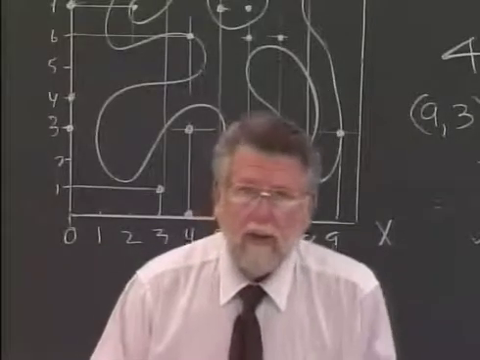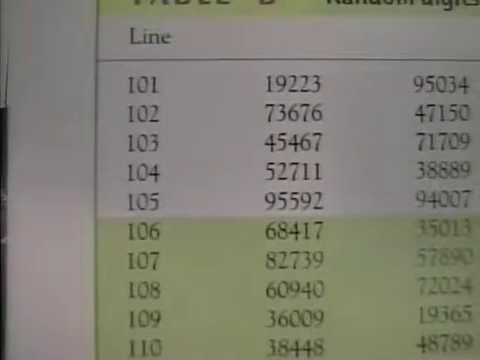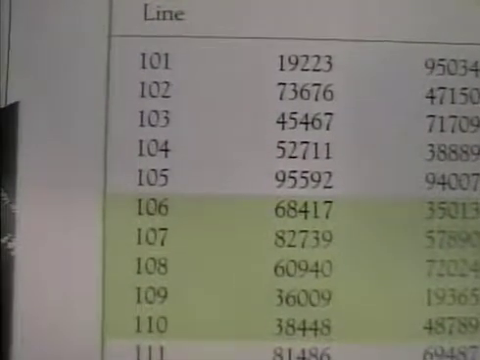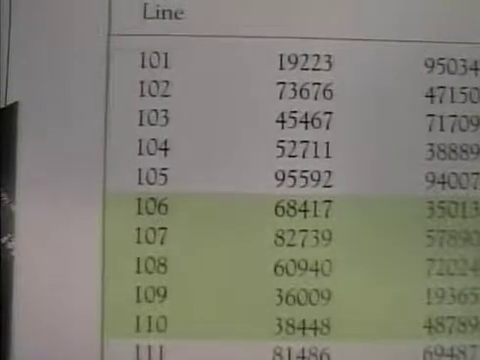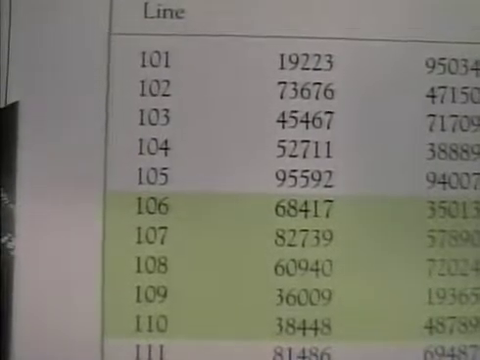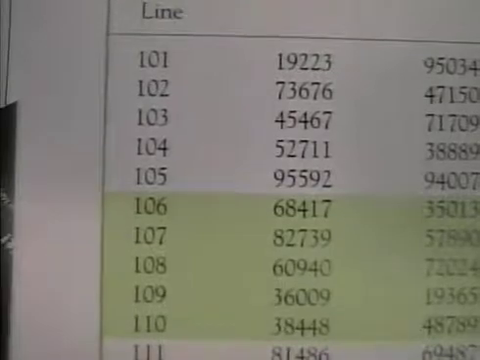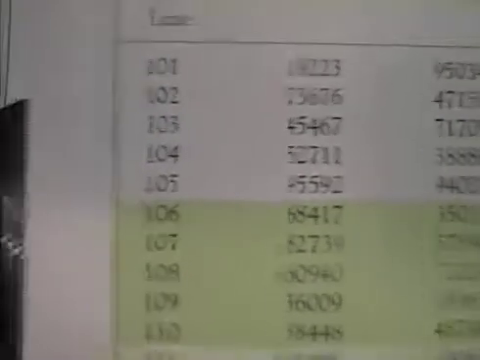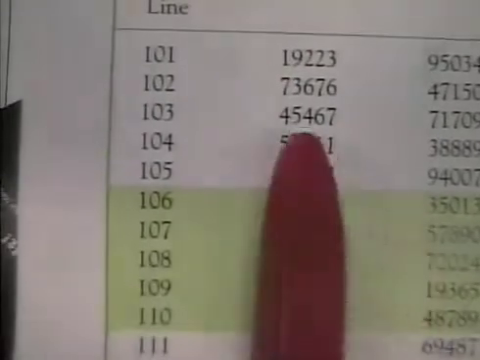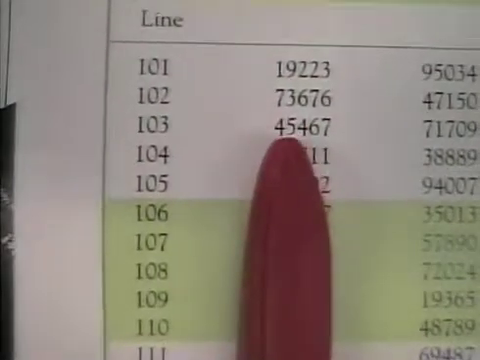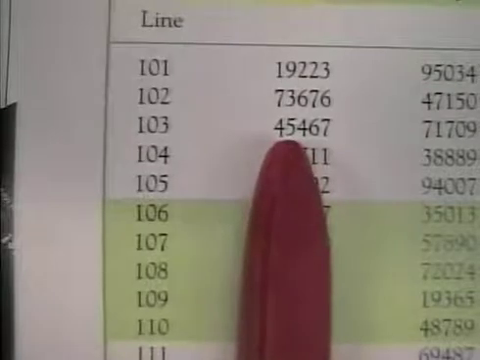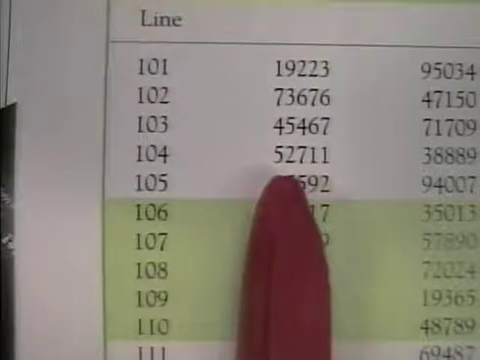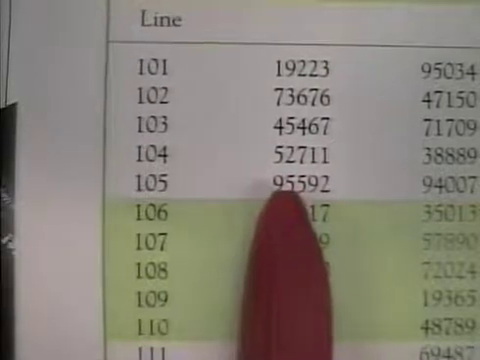What we're going to do as we look at this page, I'm going to take the first 2 digits in each row. So the first 2 digits in row 101 are 1, 9. Write that down on a piece of paper. 1, 9. Your next pair, 7, 3. So that's where I got the 7, 3. Next pair, 4, 5. Next pair, 5, 2. Next pair, 9, 5.